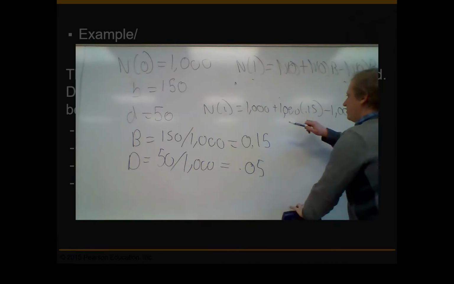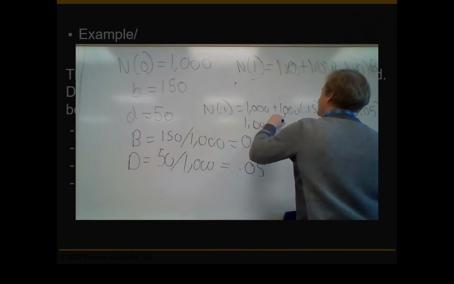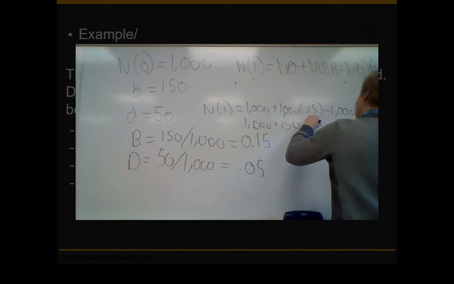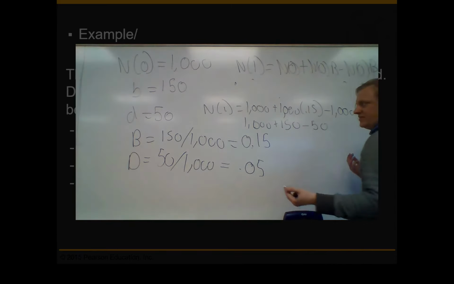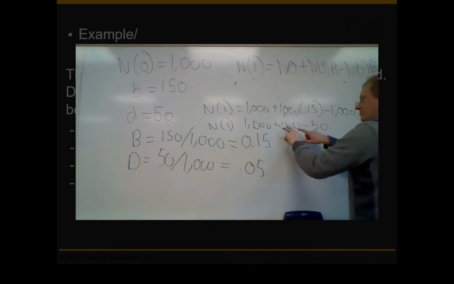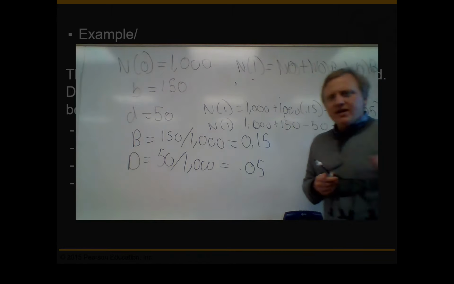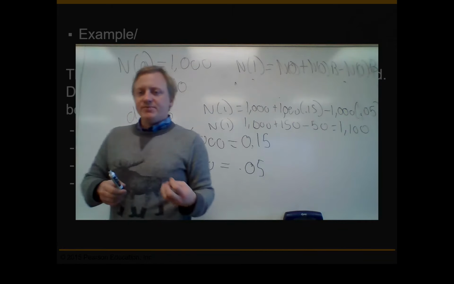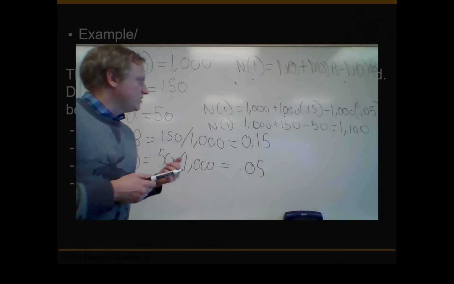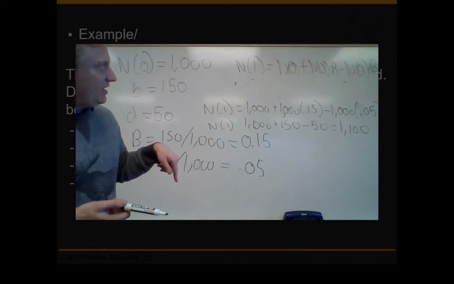Okay, so this is 1,000 plus 150 minus 50, right? So n of 1 is equal to, I think it's 1,100. So after 1 day, we have 1,100 organisms. Cool. So let's see if we can calculate n of 2 now.